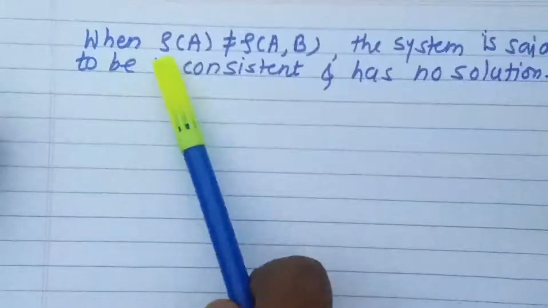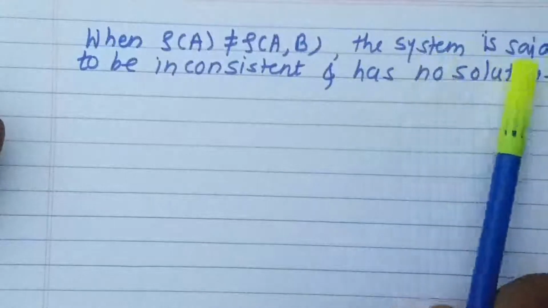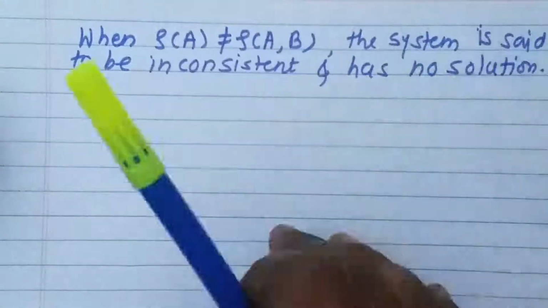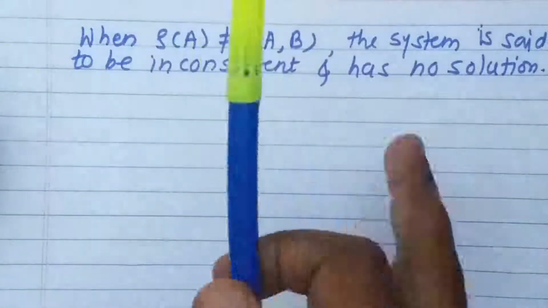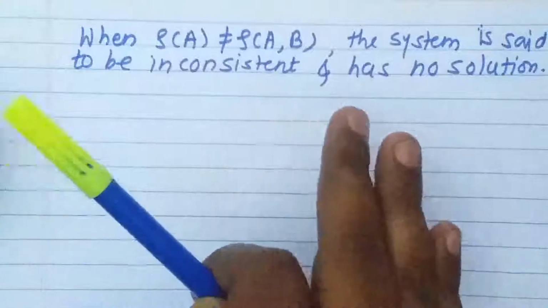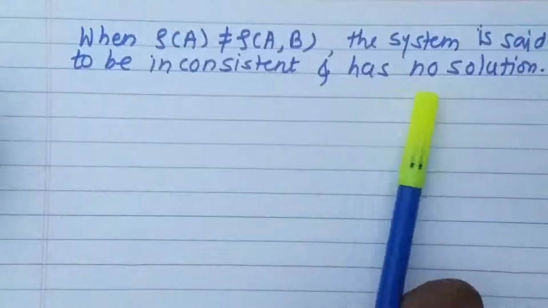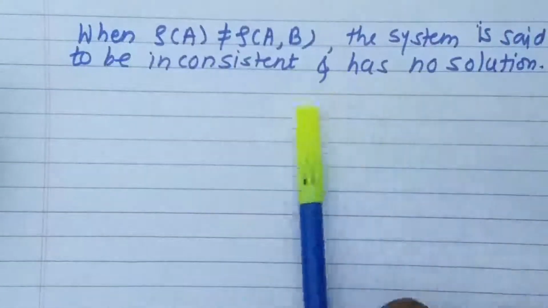One more thing: if in some examples you get rank of A not equal to rank of A comma B, that is the augmented matrix, then the system is said to be inconsistent, and such a system has no solution. Whenever we get this type of case, you simply write that the system is inconsistent, and as it has no solution, you stop there.